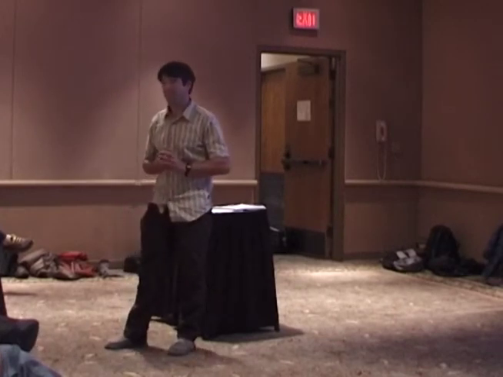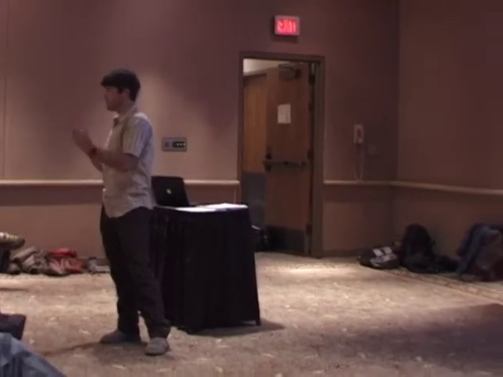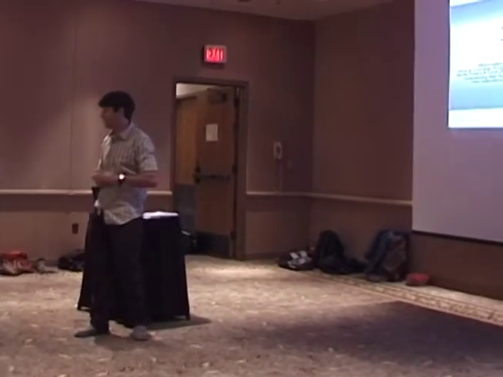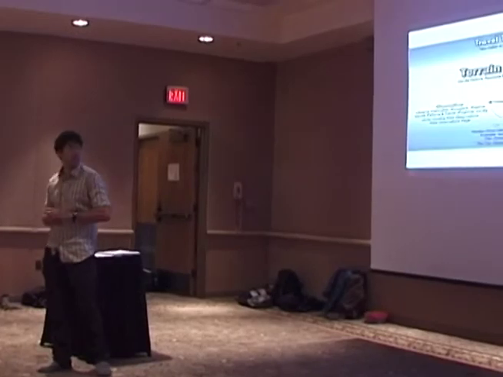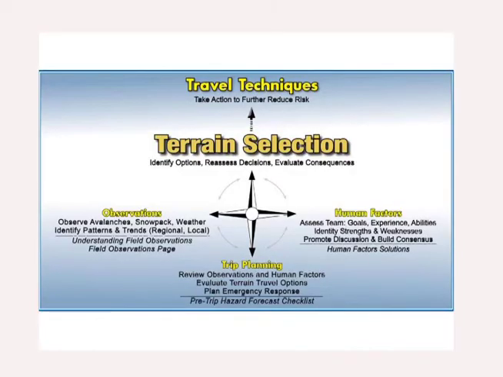Today's Weather and Field Observations. Yeah, what was formerly in your book called Today's Weather and Field Observations, or whatever that said, is now simplified to the Field Observations page. It's a place to record the field observations. And then we have the trip planning process: review observations and human factors, evaluate terrain travel options, plan emergency response, the things that we're doing.